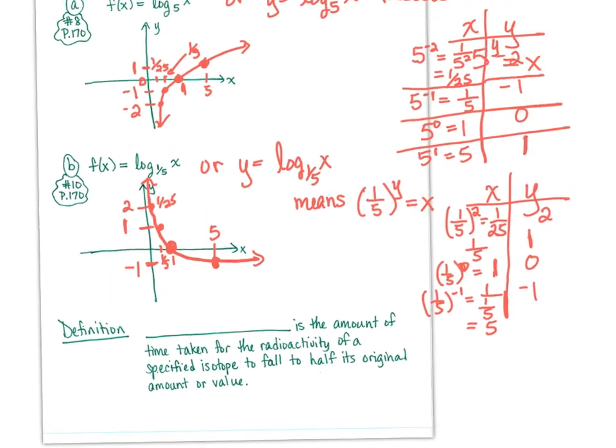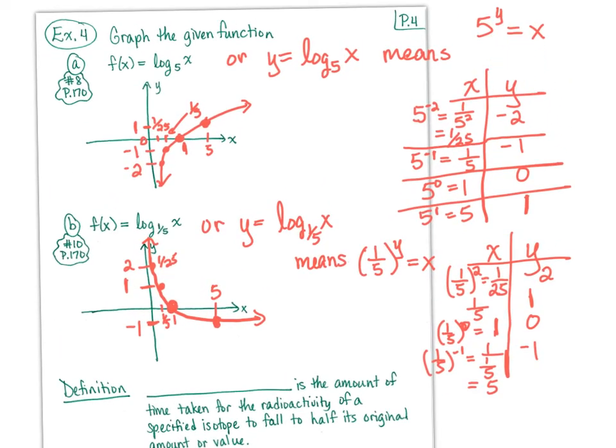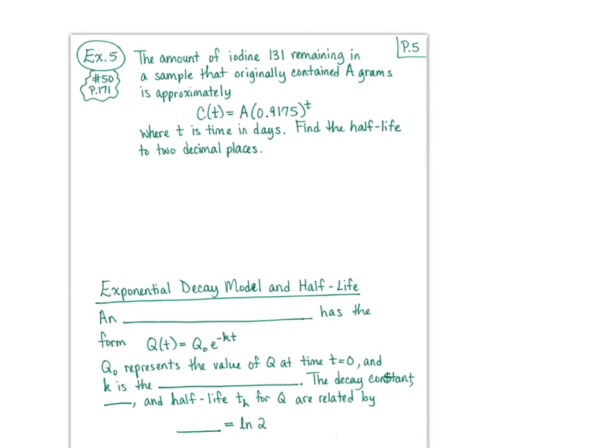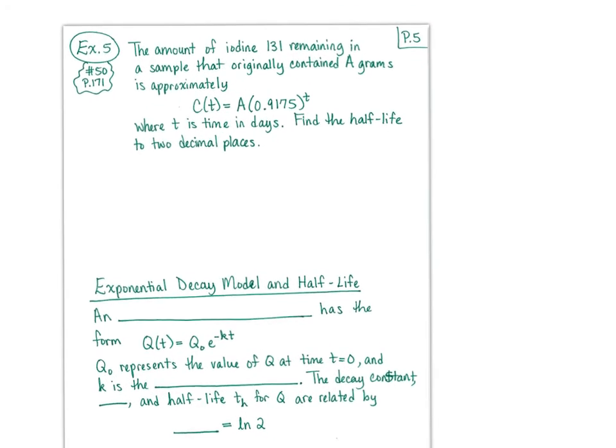Now let's look at another definition. Half-life. Half-life is the amount of time taken for the radioactivity of a specified isotope to fall to half its original amount or value. Cool. Now let's look at example 5 to look at an example of half-life.